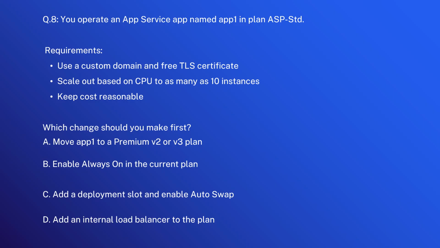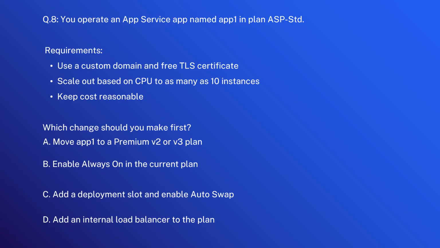Option C adds a deployment slot and enables auto swap. And this is a cool feature, but again, it's totally unrelated to the goals here. Auto swap is for release management and CI/CD, continuous integration, continuous deployment stuff, and you are not being asked about deployments or staging slots here. So this one is incorrect.